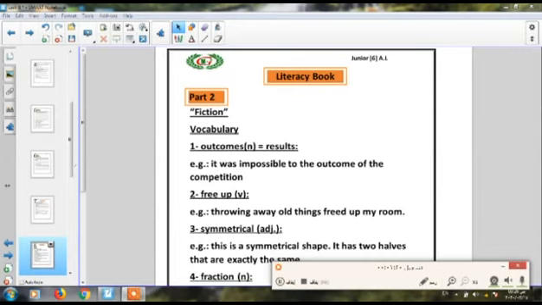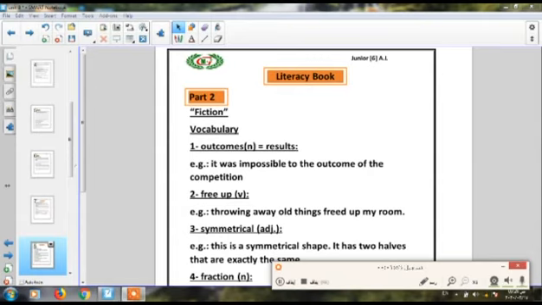For example, I have a printer in my room and I don't need it. So I got rid of that printer, and then this gave space to my room. This freed up my room.